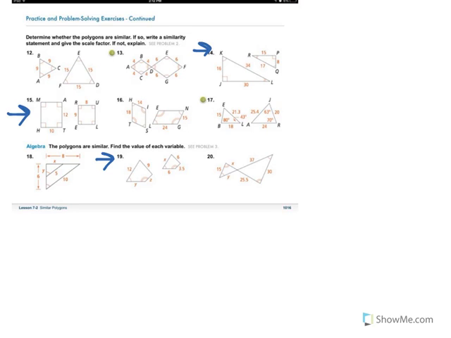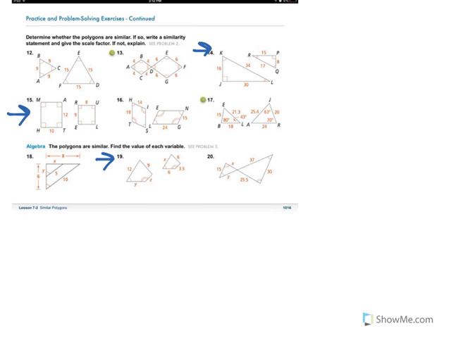Thanks for your question. Determine whether the polygons are similar. If so, write a similarity statement and give the scale factor. If not, explain. Okay, we got a lot to do there. So I'm just going to look at a couple of these. 14.